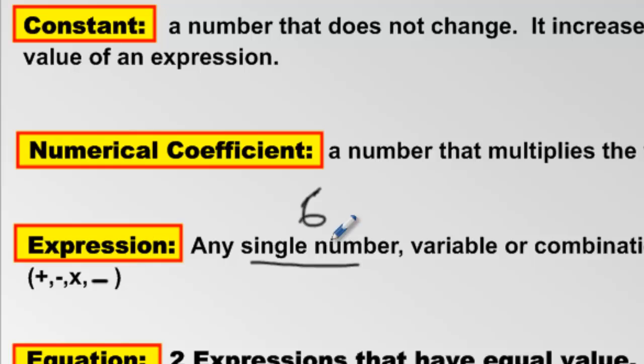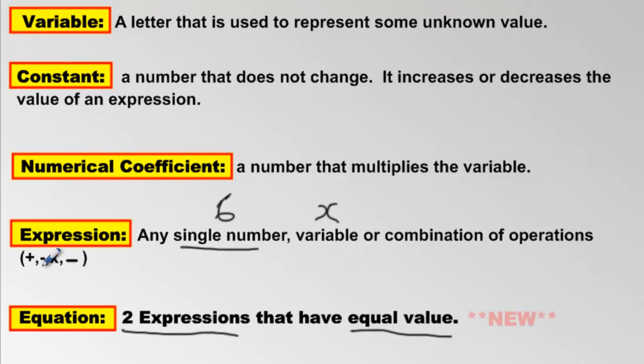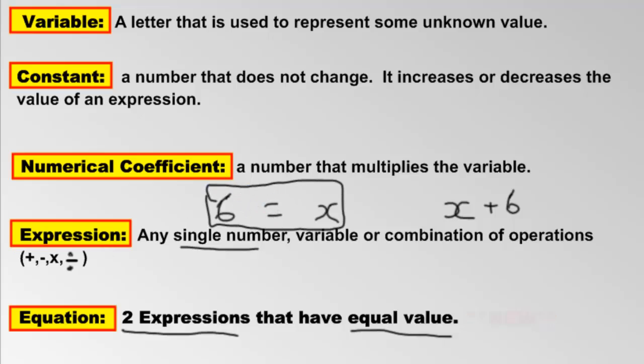It could be, an expression could also be a variable. Say you have a mystery amount. We can call that mystery amount X, and that X is an expression. We can have a combination of operations involving addition, subtraction, multiplication, or division. Say I took this mystery value and I added 6 to it. That is also an expression. But in equations, when you take two expressions and you stick an equal sign, let's say I put an equal sign there, now I've got an equation. This is not an expression anymore. It is what? An equation, because of that equals in between.